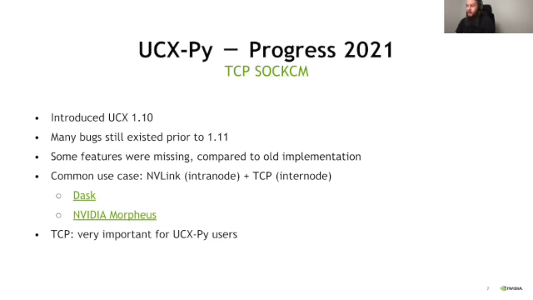TCP sockcm was introduced in UCX 1.10 as a complete replacement to the former TCP implementation from UCX 1.9 and older versions, but many bugs still existed prior to UCX 1.11, and we've worked with the UCX team to resolve all those issues. And as of UCX 1.11.1 and newer, there are currently no known bugs that impact UCX-Py.